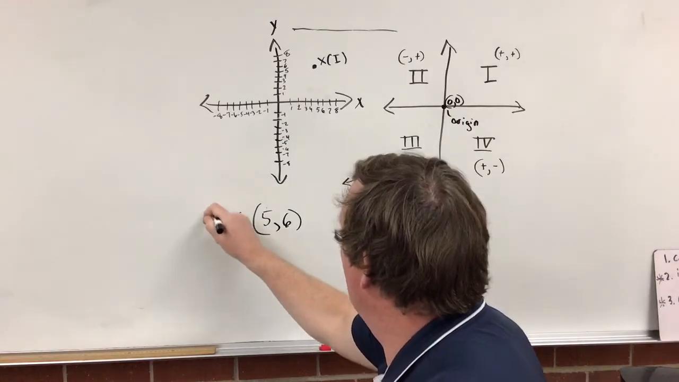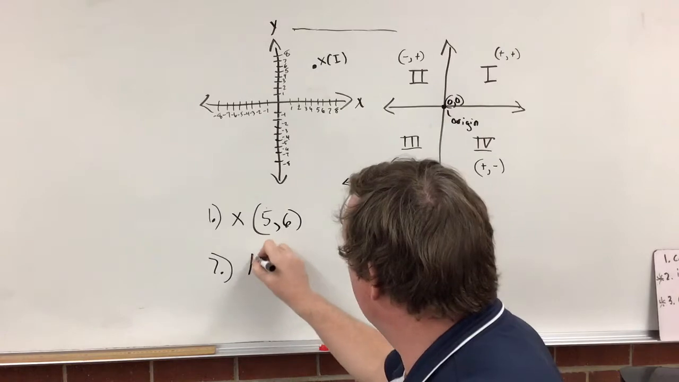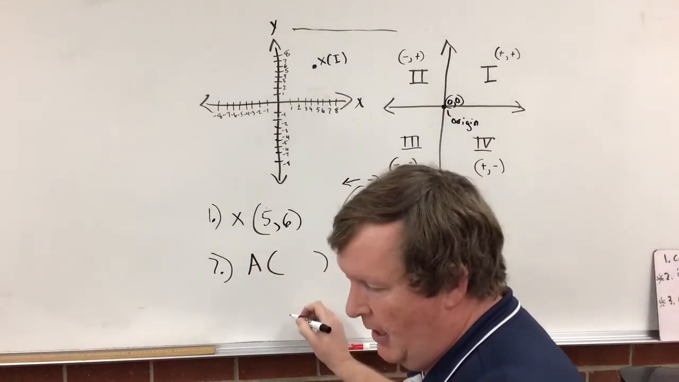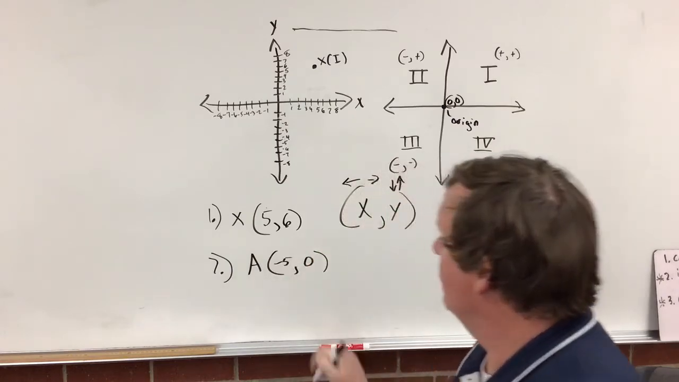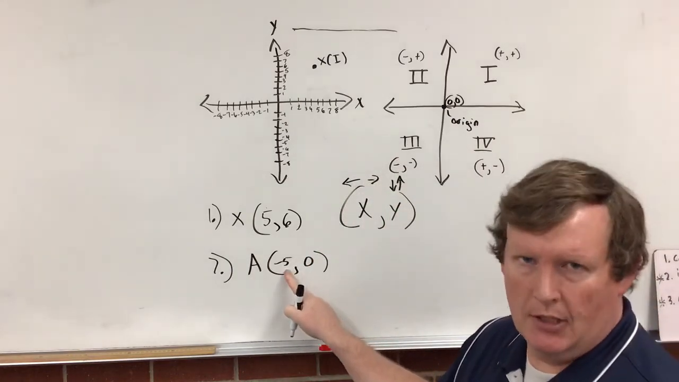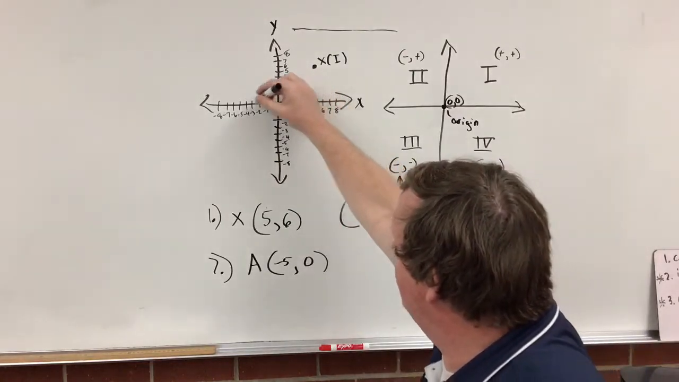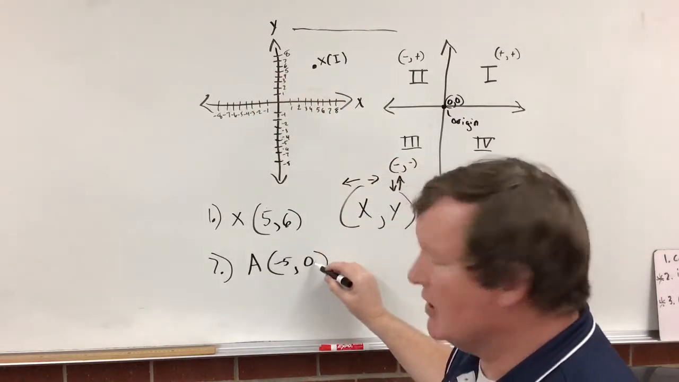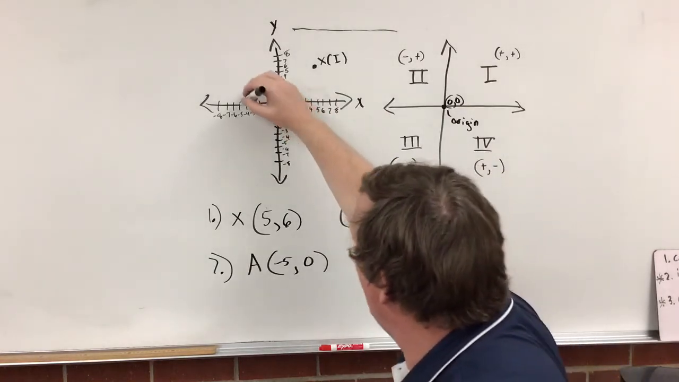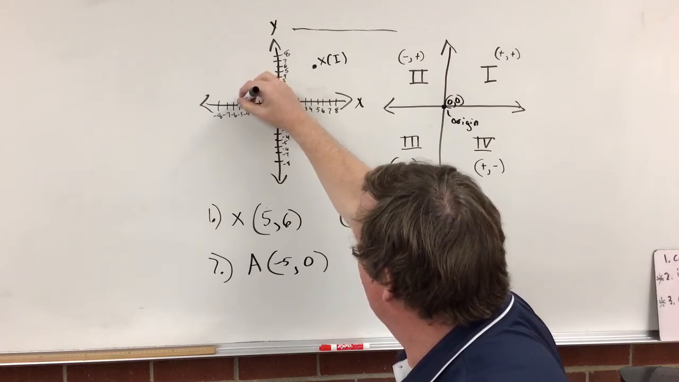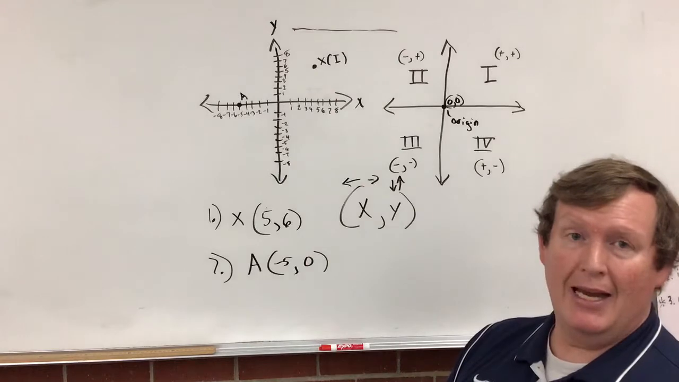So that was number 1. Look at number 7. Its letter is A, and the numbers are -5 and 0. So my first number tells me to go left or right. Okay, since it's negative, I'm going to go -5. The second number, 0, tells me to go up and down. And since it's 0, I don't go up and down at all. I just stay right there. So for number 7, that would be where point A is.